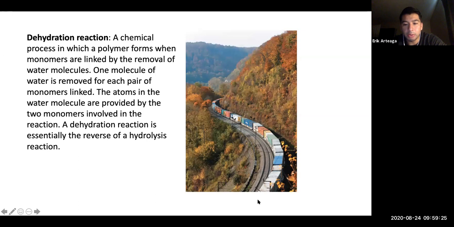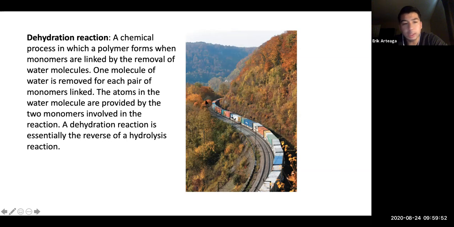Okay, so I'll talk about this train right now. A dehydration reaction is a chemical process in which a polymer forms when monomers are linked by the removal of water molecules. Okay, so one molecule of water is removed for each pair of monomers linked. The atoms in the water molecule are provided by the two monomers involved in the reaction. A dehydration reaction is essentially the reverse of a hydrolysis reaction.